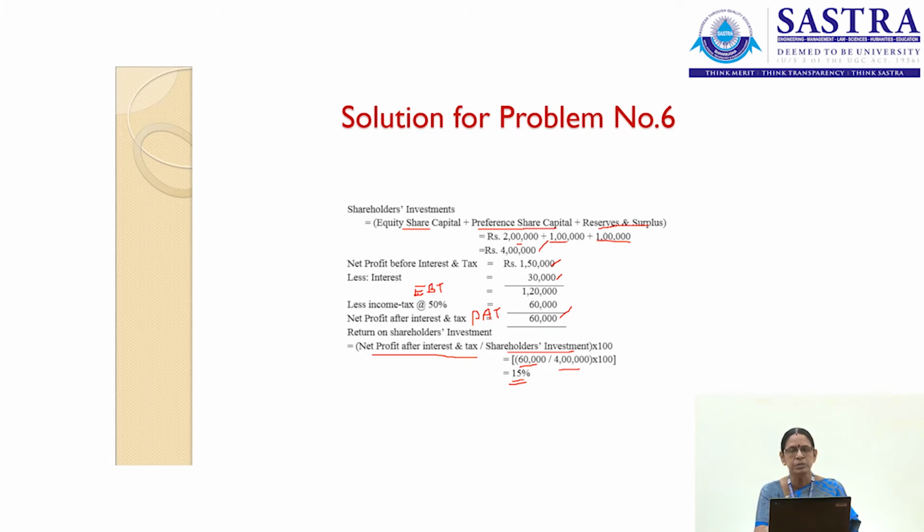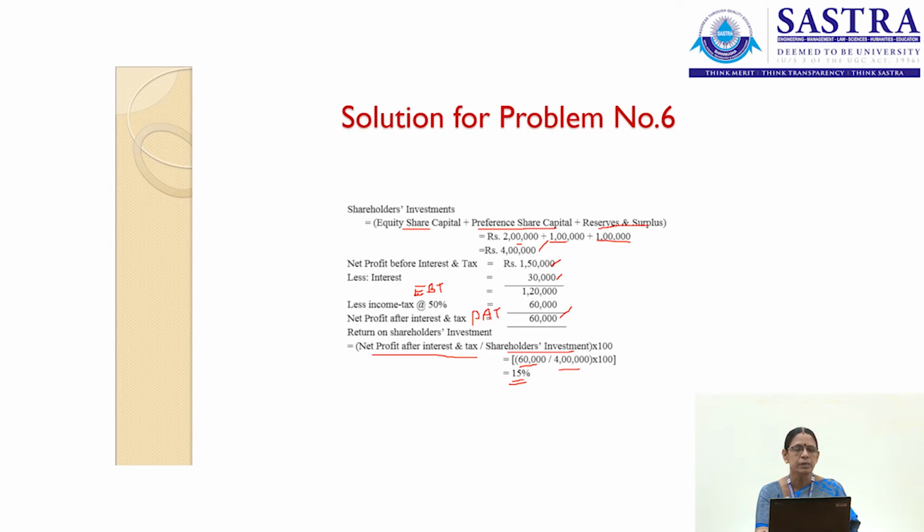So to calculate your return on shareholders investment, we have to first calculate what is your total investments. This total investments consists of equity capital, preference share capital and reserves and surpluses available for the shareholders. And any profit that is taken is profit after tax, the profit available for shareholders. So how will you arrive at profit after tax? We'll get EBIT minus your interest minus your tax, that is your income tax. So net profit after interest and tax divided by shareholders investment is said to be the return on your shareholders investment.